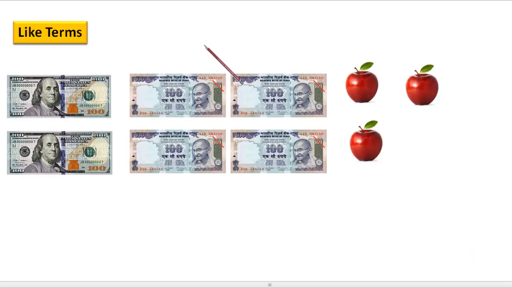In this video, we are to understand the concept of like terms. What can you see in this picture? We can see there are two notes of $100 belonging to the United States of America. You can see there are four notes of 100 rupees of India, and you can see there are three apples. So suppose if I ask you, how much money do you see?